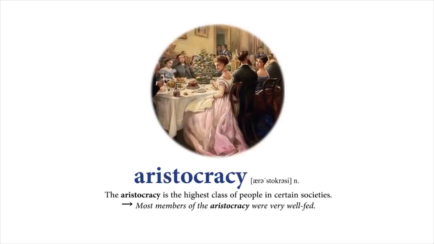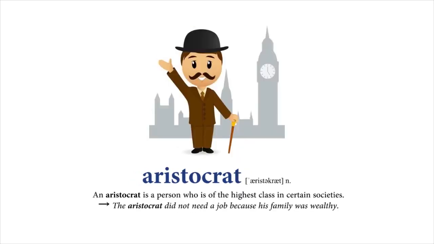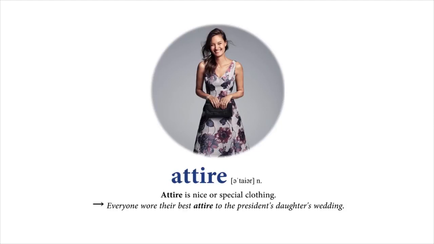Aristocracy. The aristocracy is the highest class of people in certain societies. Most members of the aristocracy were very well fed. Aristocrat. An aristocrat is a person who is of the highest class in certain societies. The aristocrat did not need a job because his family was wealthy. Attire. Attire is nice or special clothing. Everyone wore their best attire to the president's daughter's wedding.